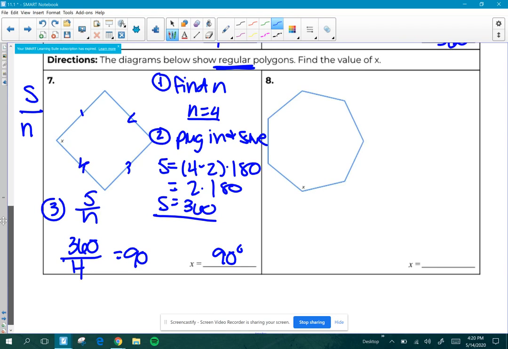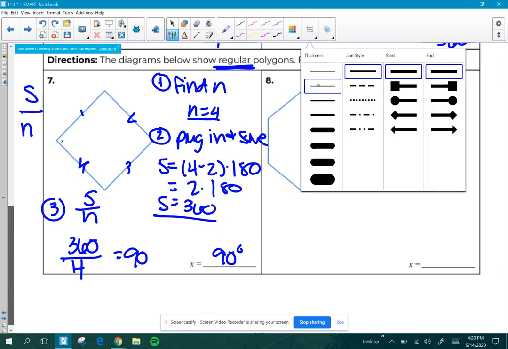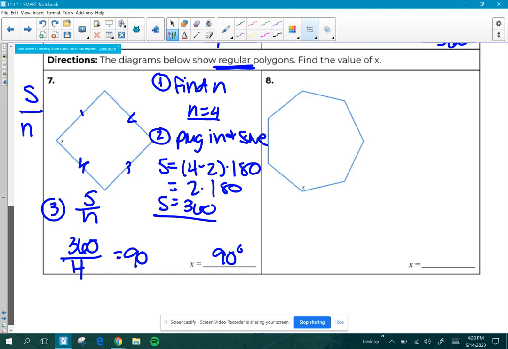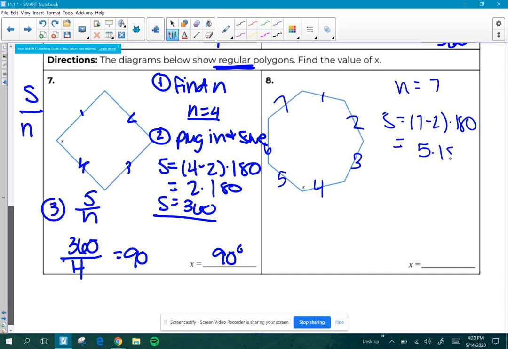All right, let me make this a little bit smaller. That was a little too big for me. And let's try this one. So there are how many sides to this guy? 7 sides. So I know that my n equals 7. I can take that 7 and plug it in for n in my formula for the sum of interior angles, because I have to do that first. Then I get 5 times 180. I can use my calculator. 5 times 180 gives me 900.